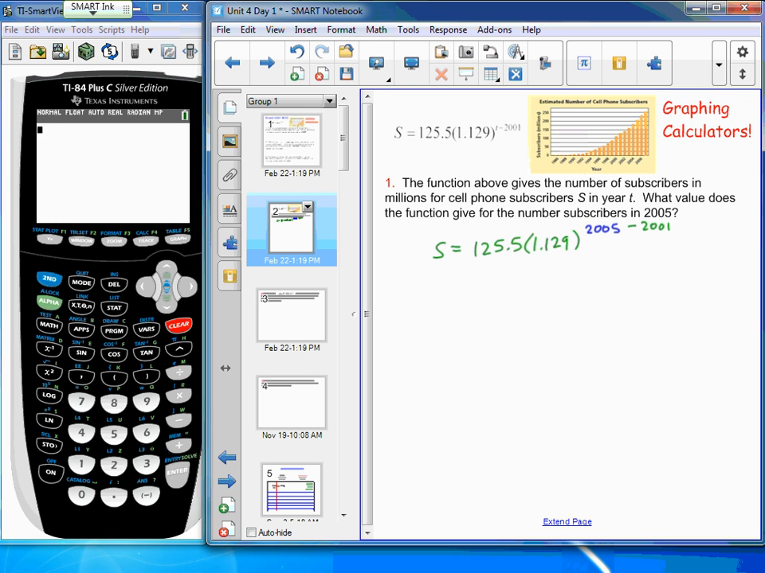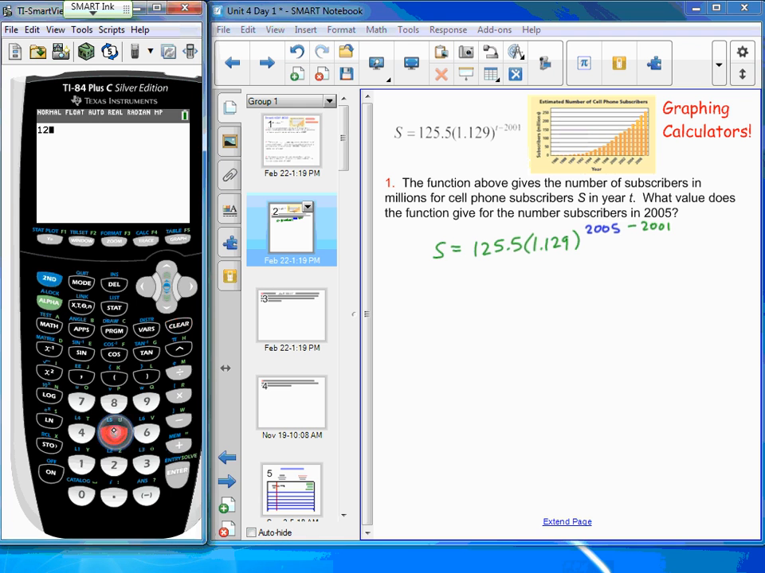We don't need to go through graphing this or anything like that because we're just doing a single problem. I'm just going to go to the home screen and evaluate that. So I'll go 125.5 times 1.129 all to the, and in my exponent I'm going to do 2005 minus 2001. Now we know that that's just 4. If you don't have an 84 family calculator, make sure you're putting parentheses because you want your entire exponent to be the 2005 minus 2001.